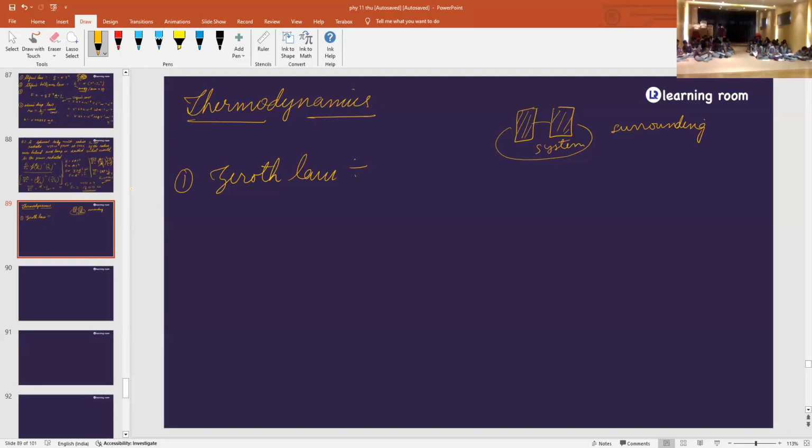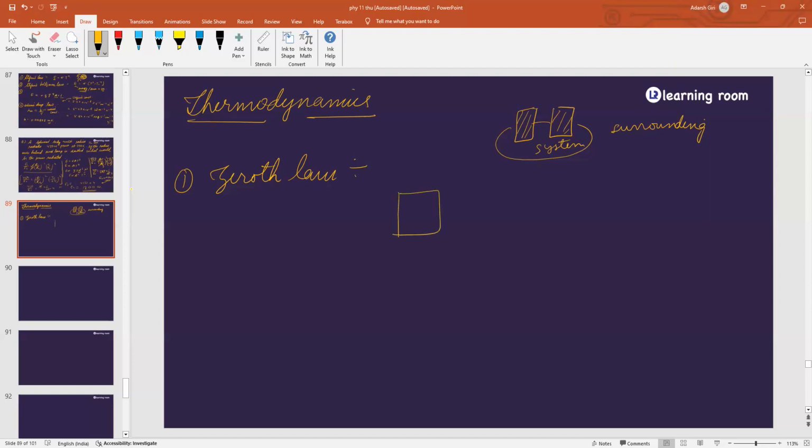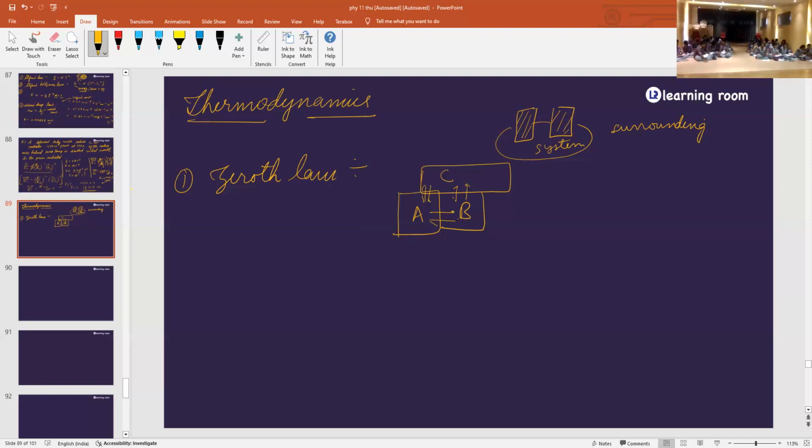Zeroth law says that if two bodies are in thermal equilibrium with each other, for example, if A is in thermal equilibrium with C, and simultaneously B is also in thermal equilibrium with C, in that case both have the same conditions, so A and B will also be in thermal equilibrium. Understood? This is zeroth law.